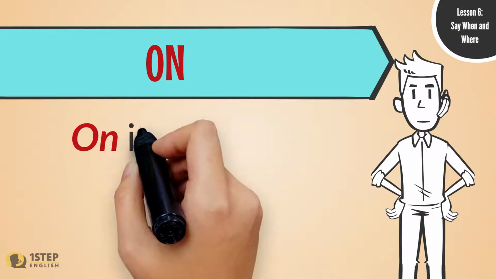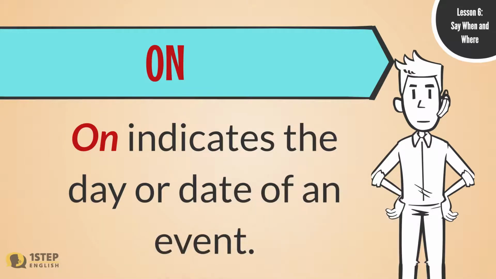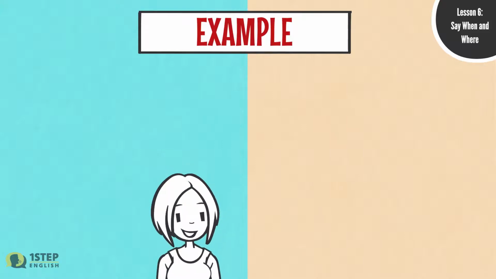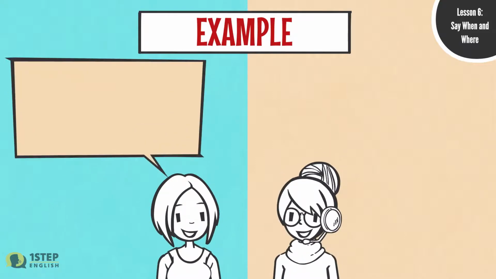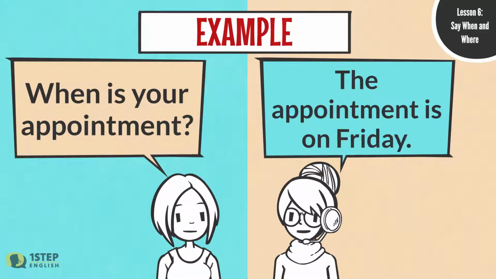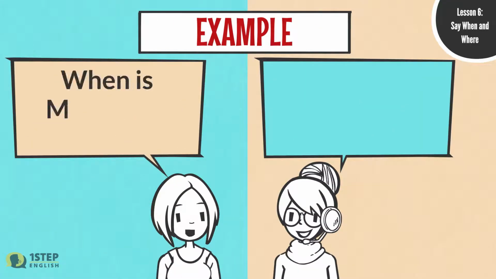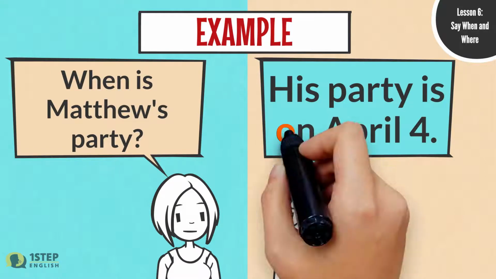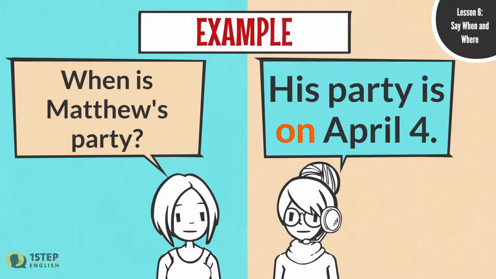On. On indicates the day or date of an event. For example, when is your appointment? The appointment is on Friday. On. The appointment is on Friday. When is Matthew's party? His party is on April 4th. On. His party is on April 4th.